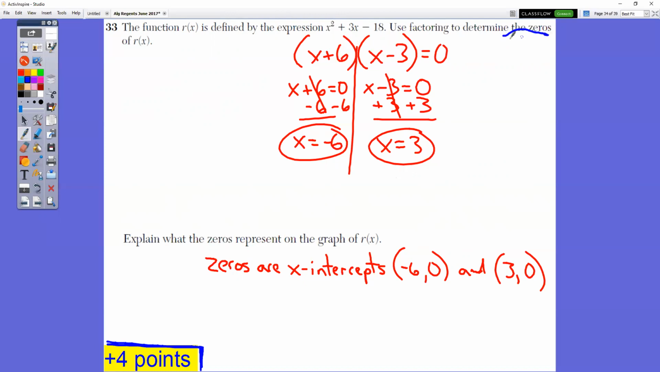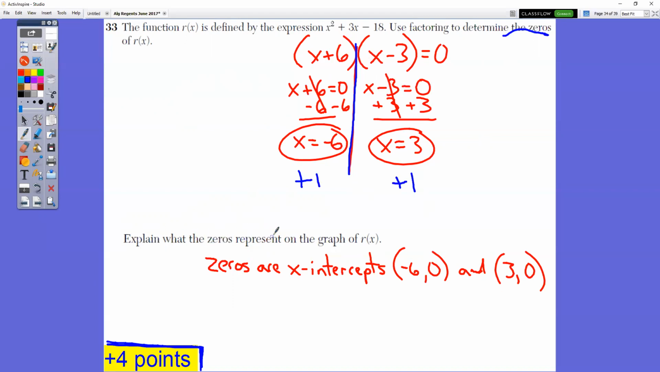So we want to find these zeros. After we factor it and have x plus 6 and x minus 3, we draw our line down the middle, set both sides equal to 0, and solve for x. So x plus 6 equals 0. We get x equals negative 6. X minus 3 equals 0. We get x equals 3. This is worth 1 point. This is worth 1 point.